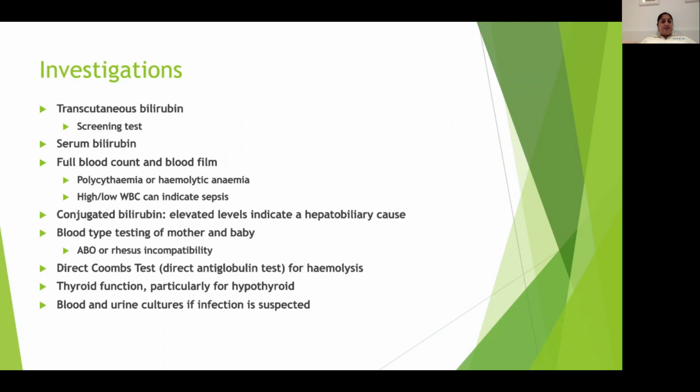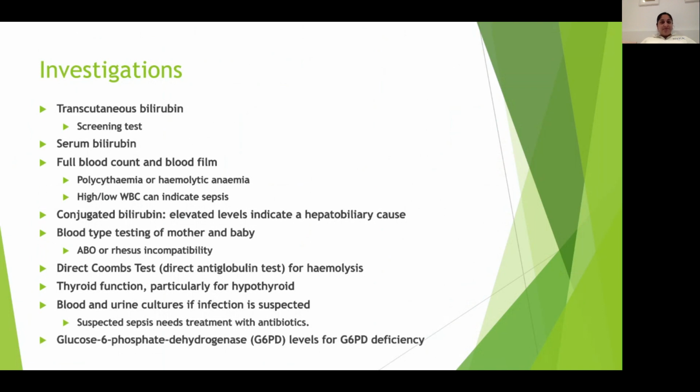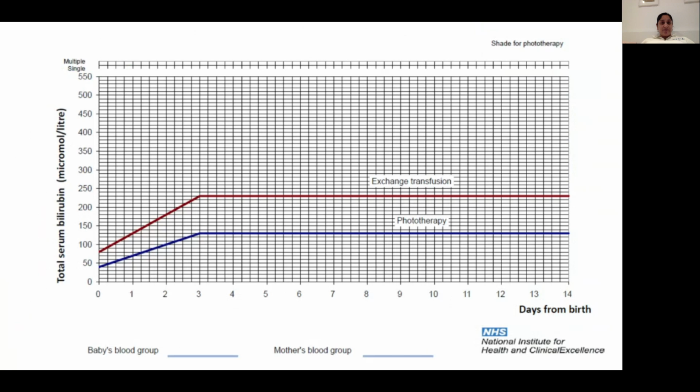We'll also do a DCT, so direct Coombs test, and this can tell us whether there's hemolysis. And we should also look at the thyroid function, as well as blood and urine cultures if you suspect that there's an infection. And obviously we would treat this with antibiotics. Oh, and like I said before, there's glucose 6-phosphate. Neonatal jaundice can present as the clinical feature of this deficiency. So you can also check for glucose 6-phosphate dehydrogenase levels.